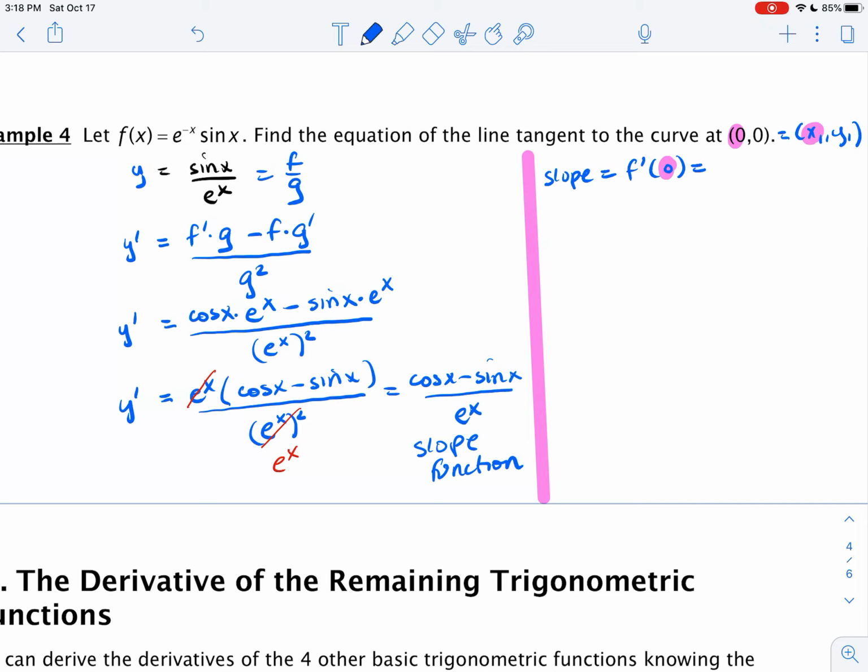And so we've got our slope function here, so that's going to be cosine of 0 minus sine of 0 over e to the 0. Cosine of 0 is 1, sine 0 is 0, and e to the 0 is 1. So we have that our derivative is equal to 1, and that is our slope. The slope m is f prime evaluated at 0, and it's going to give us 1.